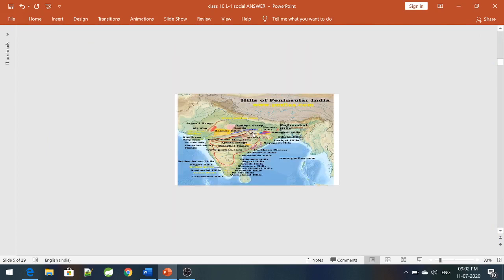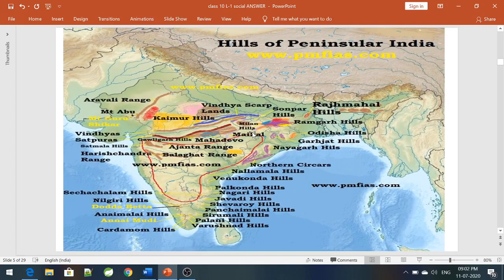See here, this is peninsular India. Why do we call it peninsular India? See, all these hills are located here, and thus we call it peninsular India. From all these sides, it is covered by water.